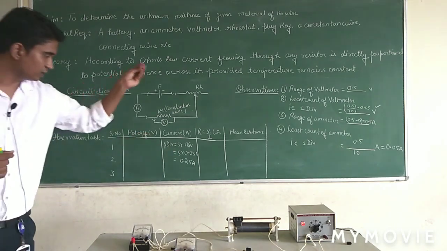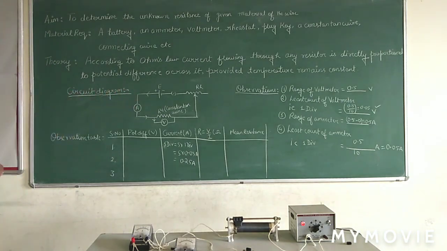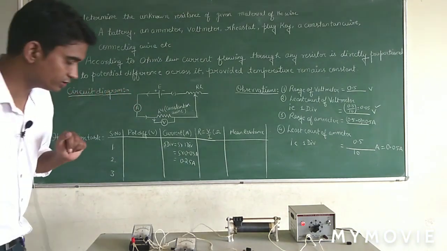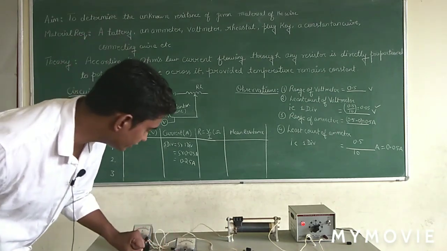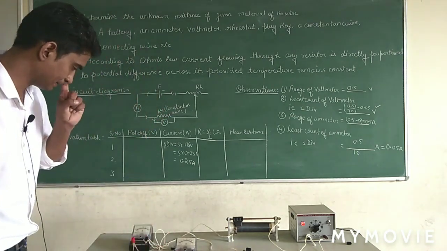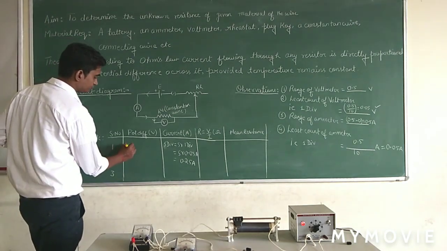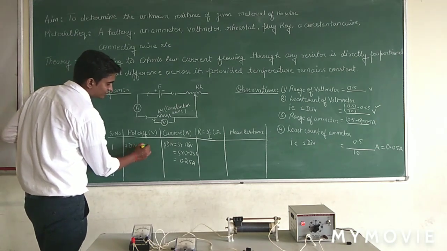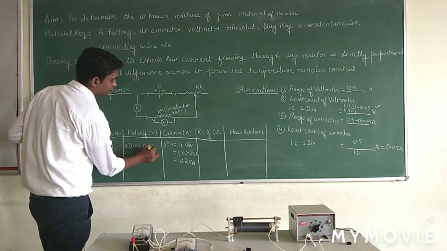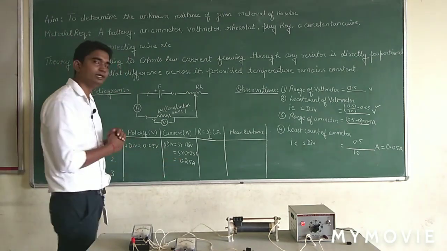Similarly, we will take 2 more readings to obtain the mean resistance. Now, what is the potential difference across it? The voltmeter is showing 1 division. 1 division is actually equal to the least count, that is 0.05 volt. We have obtained both these quantities.